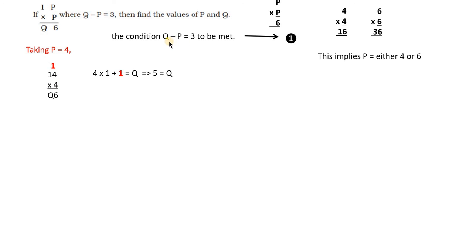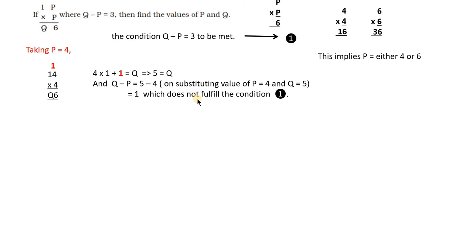But we have to check whether it meets the condition q minus p equal to 3. Substituting q as 5 and p as 4, 5 minus 4 is equal to 1. But the condition is that q minus p should be equal to 3. Here we get 1, which does not fulfill condition 1, so p taking the value 4 is ruled out. It is not possible.